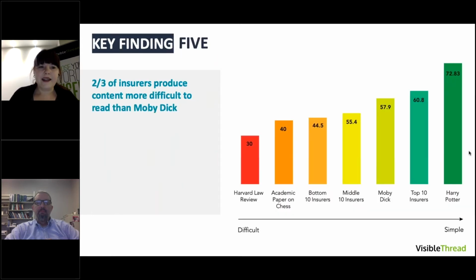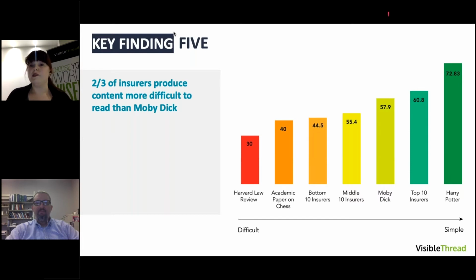Our final finding, our 5th finding, was that 2/3 of insurers actually produce content that's a lot harder to understand than Moby Dick. So what we use here is the Flesch Reading Ease Scale, and we split the insurers up. As I said, we had 30 that we looked at, and we grouped them into the bottom 10, the middle, and then the top 10 insurers. Now, the top 10 insurers, you can see them there on the right with a score of 60.8.